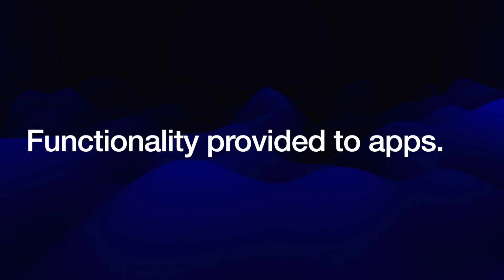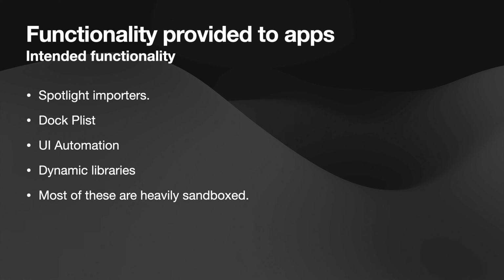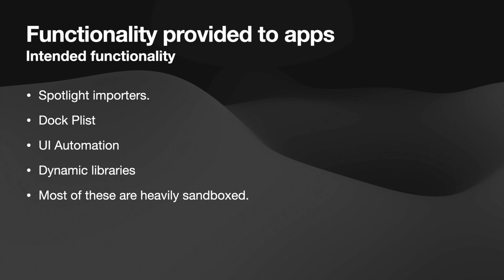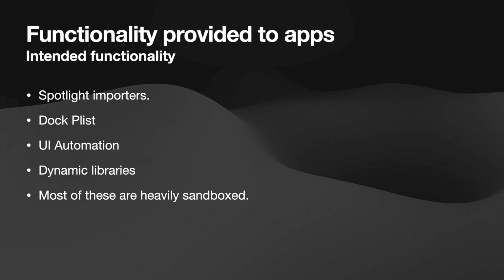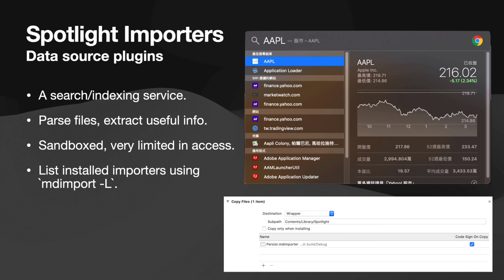So let's start with the functionality provided to apps. The items I put in this category are provided to apps and users as legitimate but abusable functionality. They can be useful in one way or another, but are usually restricted by the sandbox, so their practical use is limited. UI automation being a notable exception to this. We'll get more into that. But first up are Spotlight importers, and these extend Spotlight with additional data sources.